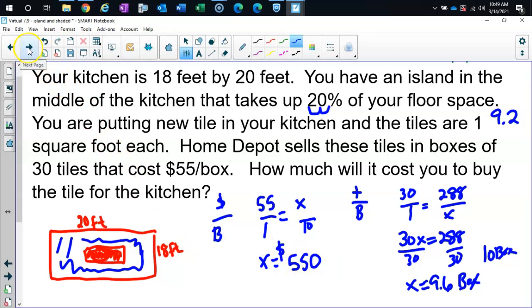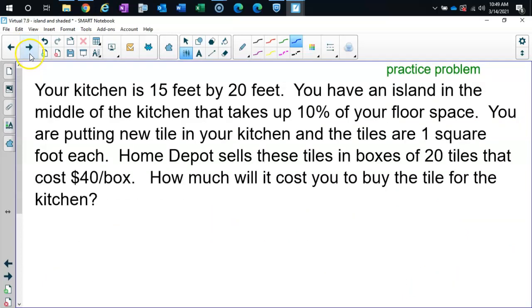Now, I want you to try this problem right now. We're going to work through this step by step. So pay attention to what I'm asking in the questions. Your kitchen is 15 feet by 20 feet. You have an island in the middle of your kitchen that takes up 10% of your floor space. You are putting new tile in your kitchen, and the tiles that you chose are 1 square foot each. Home Depot sells these tiles in boxes that have 20 tiles that are $40 per box. How much will it cost for you to buy tile for your kitchen?